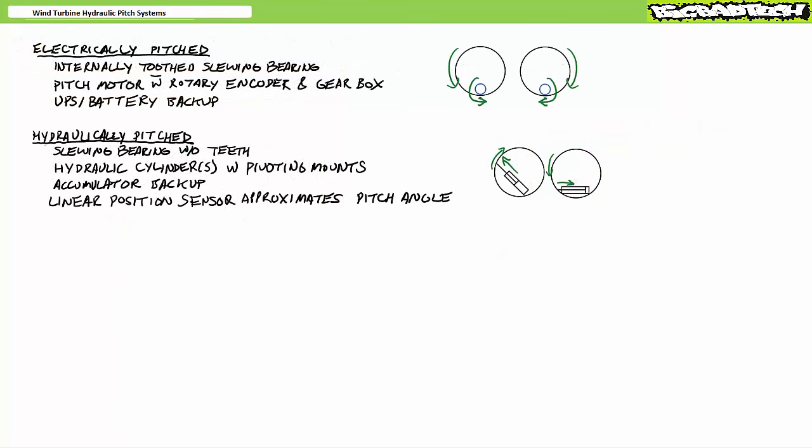Two types of pitch systems are regularly employed in modern industrial wind turbines: electrical and hydraulic. We'll explore electrically pitched turbines in greater detail in later lectures, but here's a summary of their hardware and general operational principle as a means of comparison.